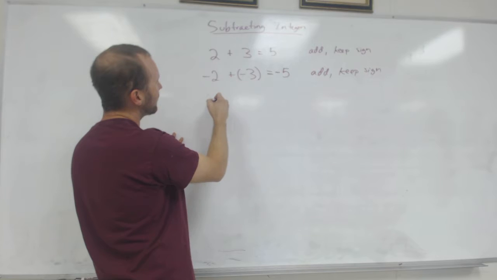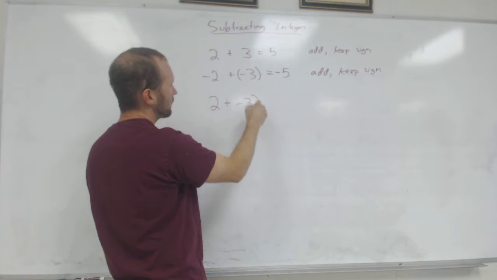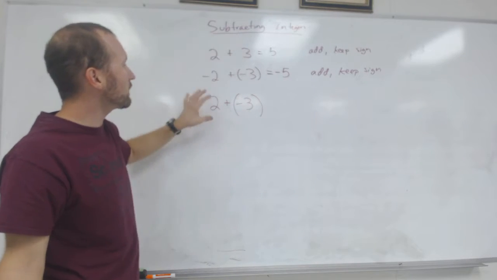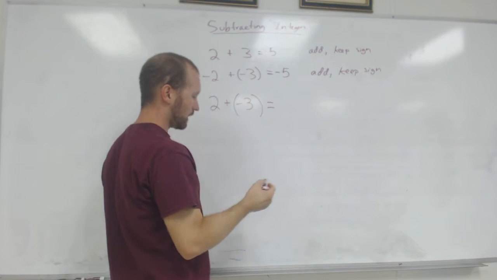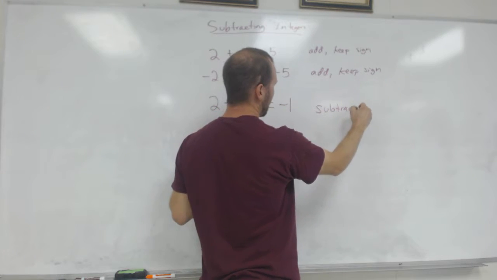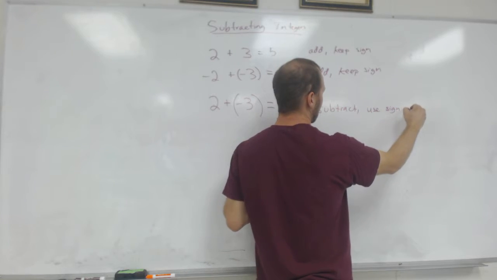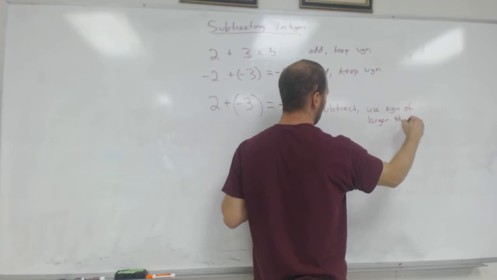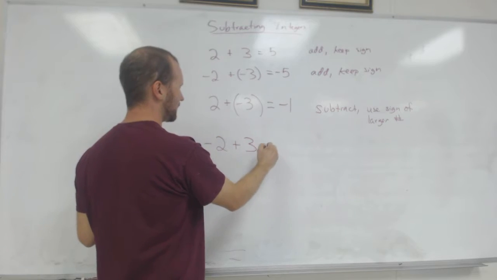But if we've got 2 plus negative 3, so in these two problems we had the same sign on each number. Now we've got opposite signs. So we don't add, we subtract, and we get negative 1, and we use the sign of the larger number.